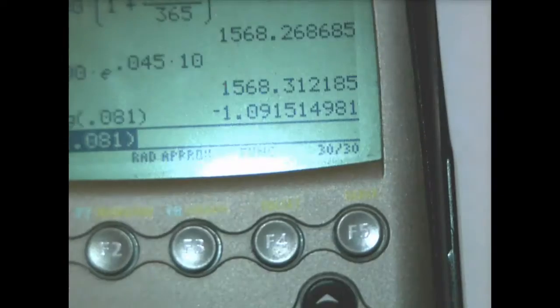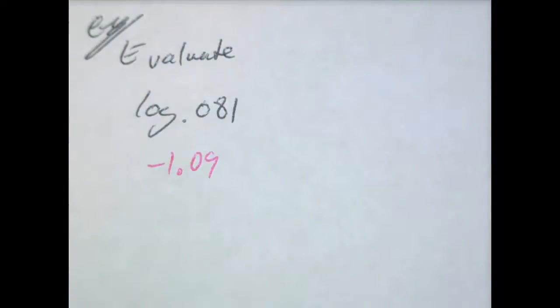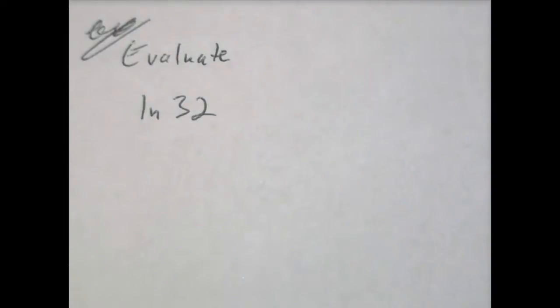Pause it. Okay, and one like this you would actually have your calculator for. So with our handy dandy calculator, if we just punch in log of 0.081, we get negative 1.09. That's not a comma, that's a period. And likewise, one like this you would also have the calculator for.